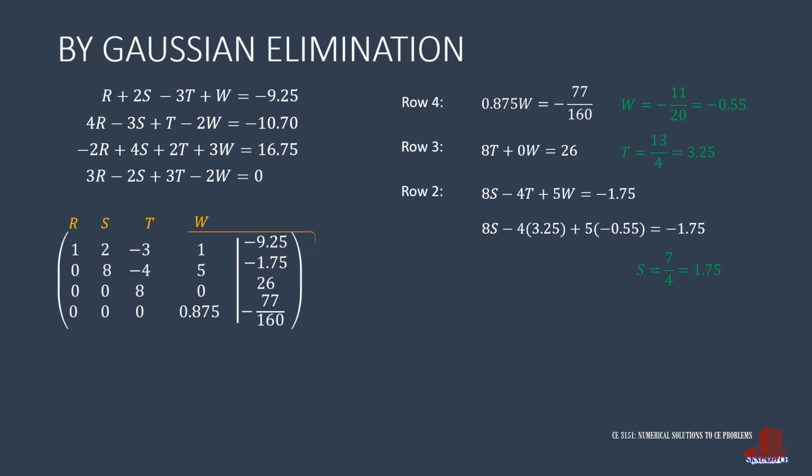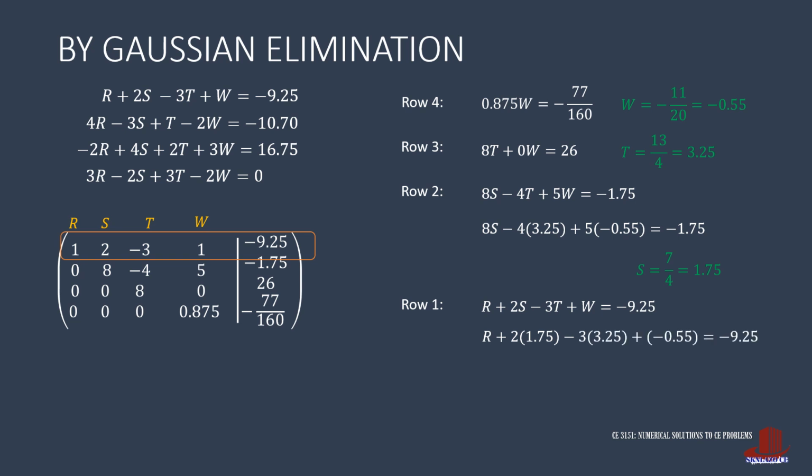The last variable can then be evaluated using the first row, which then turns into R plus 2s minus 3t plus w as equal to negative 9.25. Substituting the other values into the variables, we get R plus twice of 1.75, minus 3 of 3.25, and negative 0.55 is equal to negative 9.25. R is then computed as negative 2.45. These are the values of the variables in the problem.